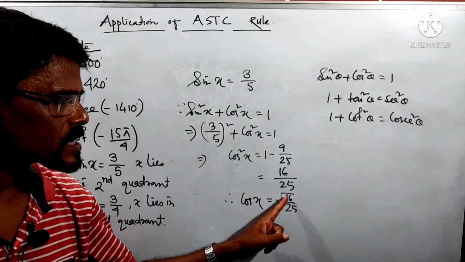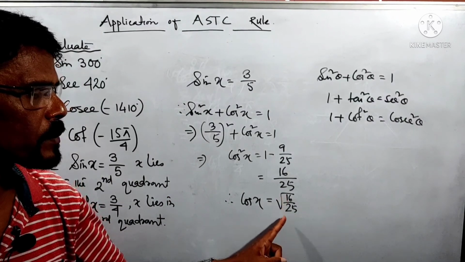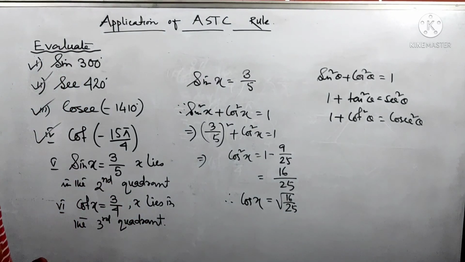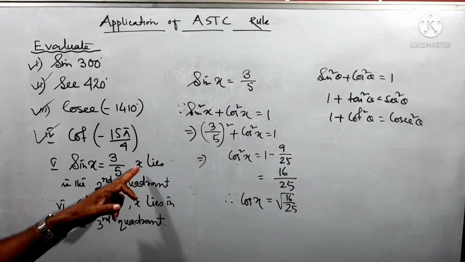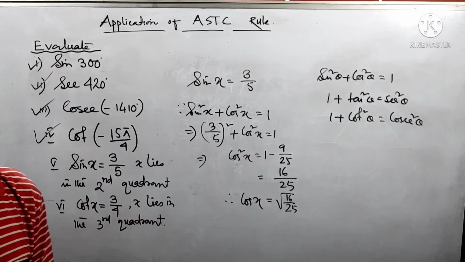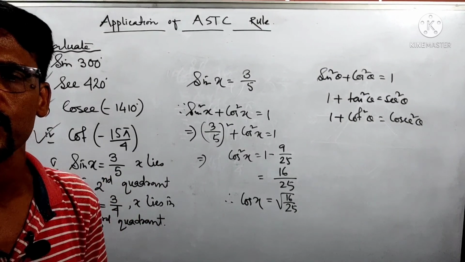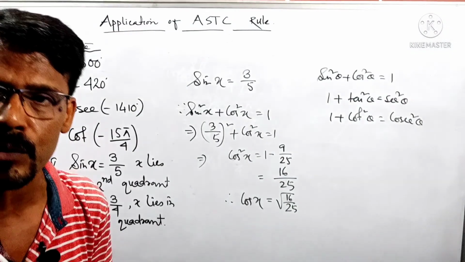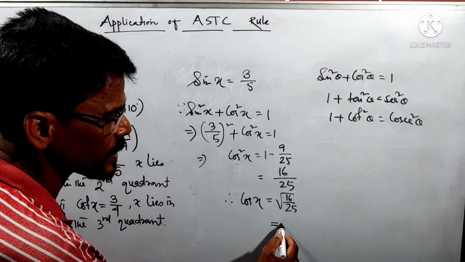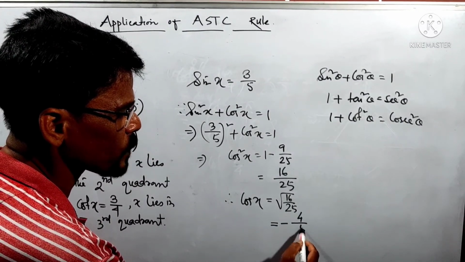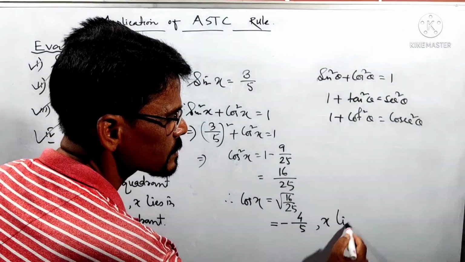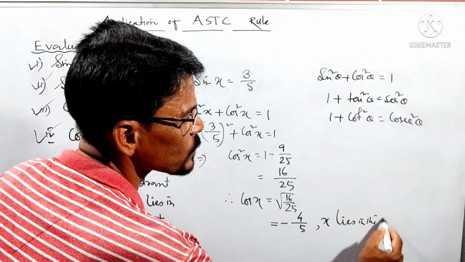One is plus 4 by 5, another is minus 4 by 5. Now, whether it will be plus or minus, to calculate that, you see where x lies. x lies in the second quadrant, and you know in the second quadrant sin ratio is positive and all other ratios are negative according to the ASTC rule. That's why, since x lies in the second quadrant, the result must be negative. So this will be minus 4 by 5, but here you have to mention x lies in the second quadrant.